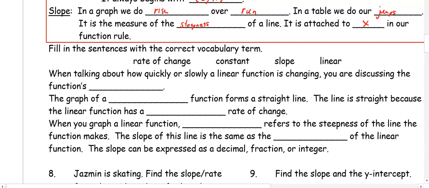When talking about how quickly or slowly a linear function is changing, you are discussing a function's rate of change. The graph of a linear function is a straight line. The line is straight because a linear function has a constant rate of change. When graphing a linear function, slope refers to the steepness of the line the function makes. The slope of the line is the same as the rate of change of the linear function. The slope can be expressed as a decimal, a fraction, or an integer.